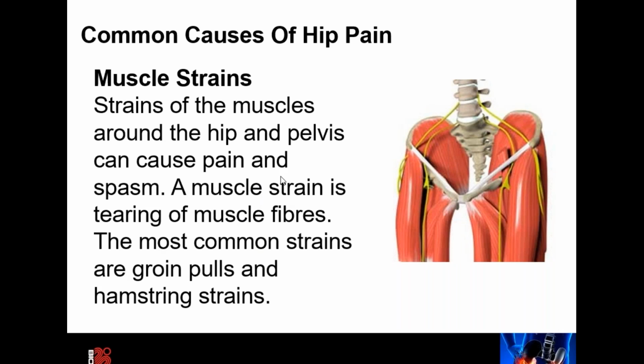Another common cause of hip pain, of course, would be muscle strain. Muscle strain is basically just a tearing of muscle fibers, and they're usually graded from grade 1, 2, or 3, being mild to severe. Some of the most common muscle strains around the hip area tend to be the groin area and the hamstring. So those are the ones that you'll commonly see. Obviously a groin pull or strain is going to create pain on the inside of the hip, whereas a hamstring is on the back, deep to the gluteal region or the back of the thigh.